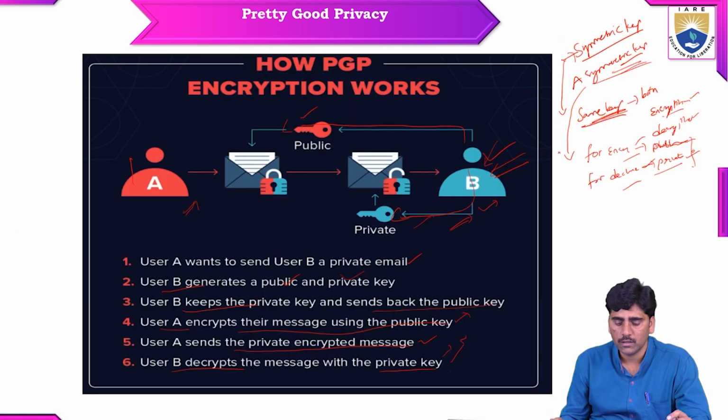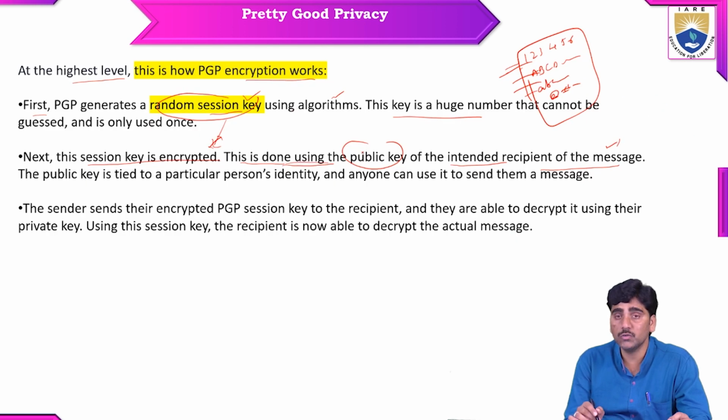In the previous figure, we said that user B sends the public key back to A. So now A uses this public key to encrypt the message. That is what we mentioned here. This is done using the public key of the intended recipient of the message. The public key is tied to a particular person's identity, and anyone can use it to send them a message.